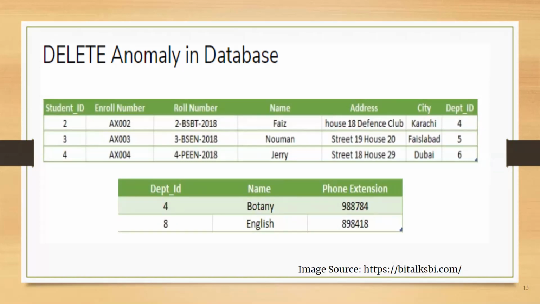Okay. So these anomalies, or you can say problems, are addressed by the concept of normalization, and normalization will always make sure that all these three issues, or any other possible issues which are there, will be addressed at the time of designing.